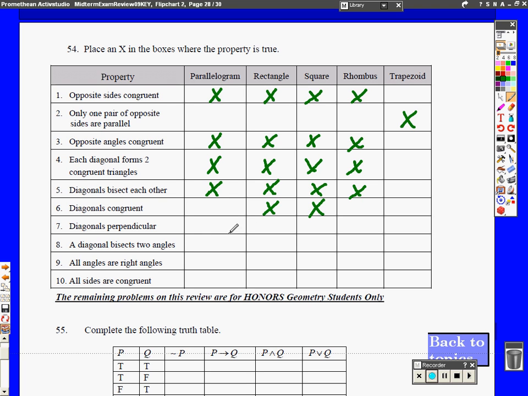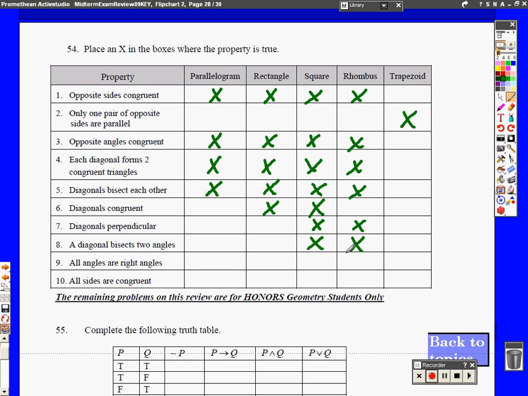Diagonals are perpendicular was specific to rhombuses. And once again, all types of rhombuses, which include squares. The diagonal bisects two angles is true for squares because it is a property of rhombuses.